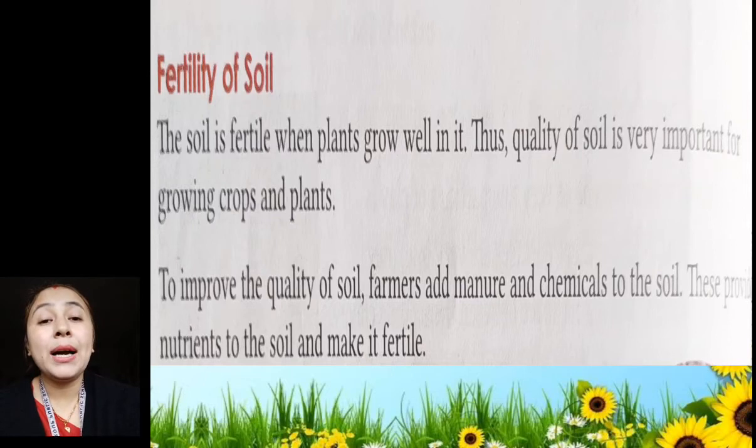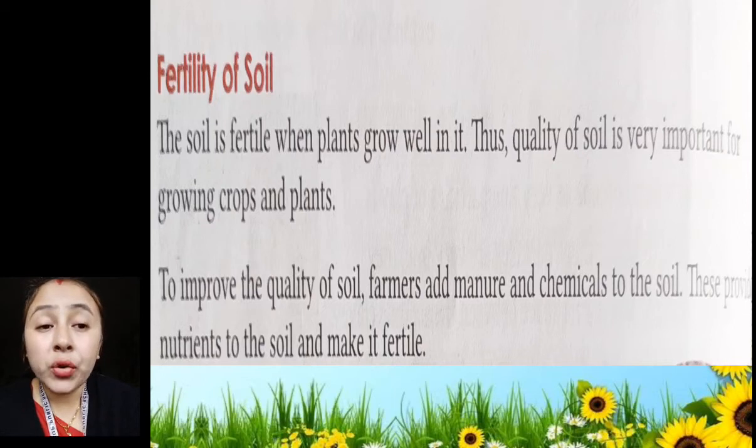So plants require different minerals, different nutrients in order to grow, right? Those nutrients and minerals plants take from the soil. So in order to improve the quality of the soil, farmers add manure and chemicals to it. Why are they adding this manure and chemicals? To provide nutrients to the soil and to make it fertile.